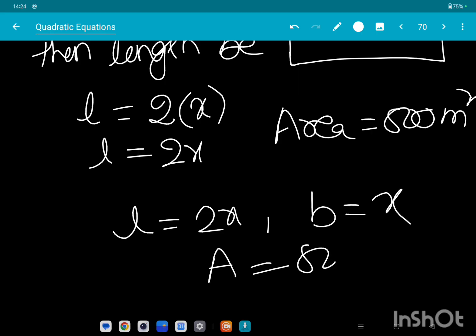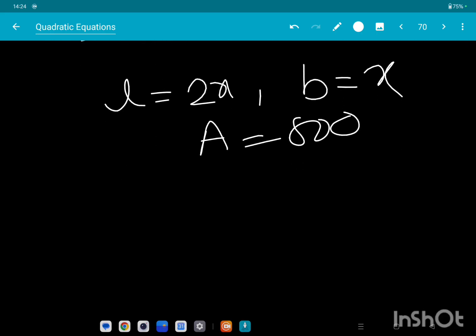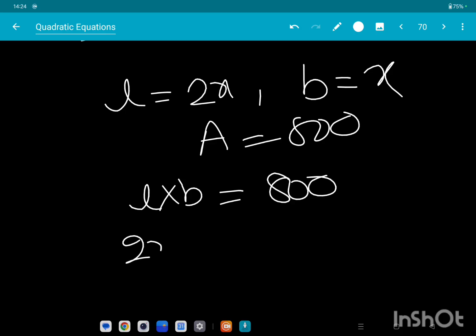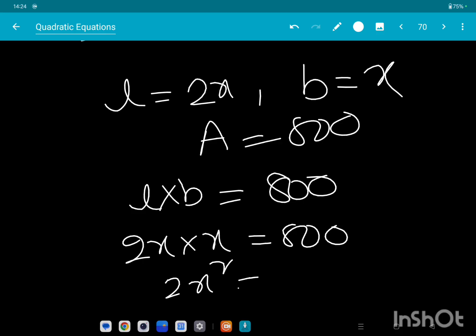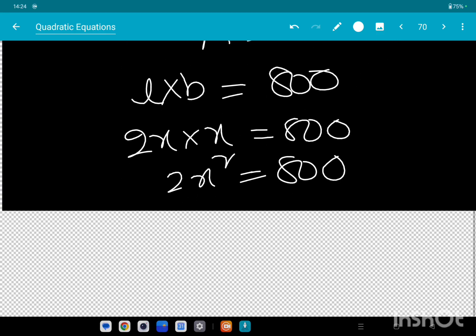Area is equal to 800 meters square. Now we already know the area of a rectangle is L into B. It was given the area is 800, right? So L into B. What is the L value? 2x into x is equal to 800. 2x square is equal to 800 and we need to find the x value.